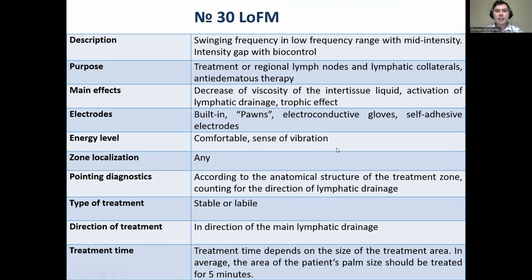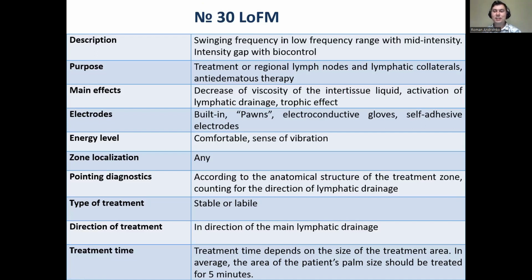Number 30 and 31, low FM and high FM. Also a great pair of presets. Low FM is aimed at the treatment of regional lymphatic nodes and lymphatic collaterals, and also the anti-edematous therapy. But I don't use it this way. I use it for lower back pain.